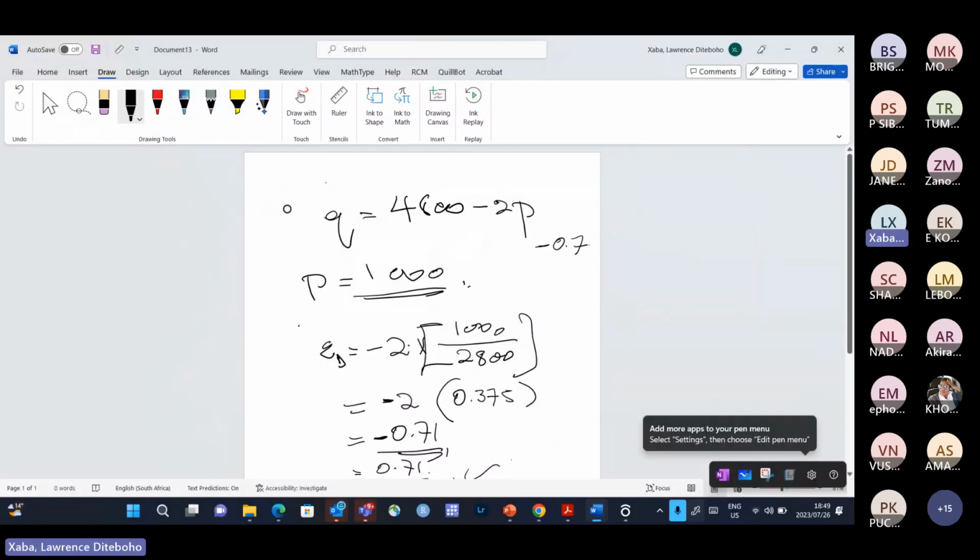Okay. You'll do the rest, which is where now P is 1,200 and the last one is P equals 600. So it's still the same procedure. You're still going to use the same formula where we say E subscript D is equal to negative b times P0 divided by Q0. So this is the formula to use for the remaining 2 examples.